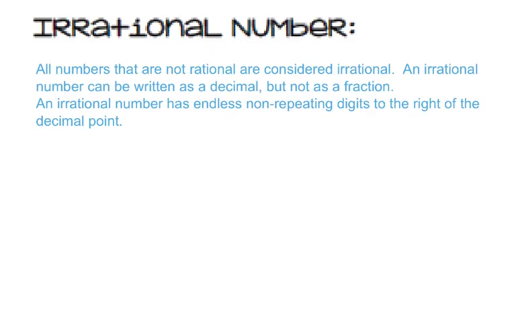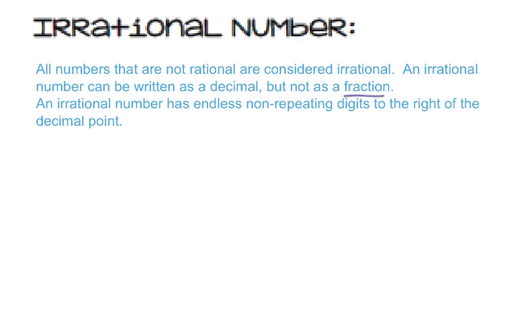So the new category that you learned this year are irrational numbers. So all numbers that are not rational are considered irrational. An irrational number can be written as a decimal, but not as a fraction. So that's really important. If you can take a decimal and you can turn it into a fraction, then it is not an irrational number.